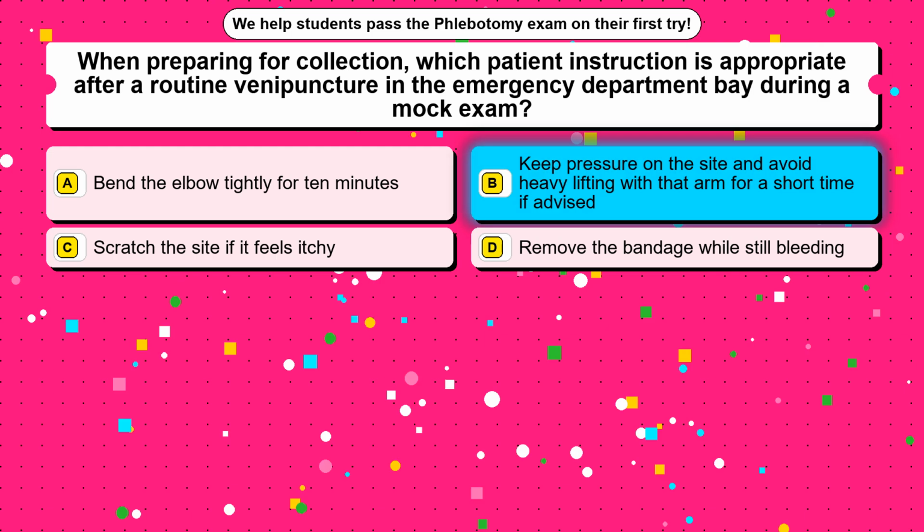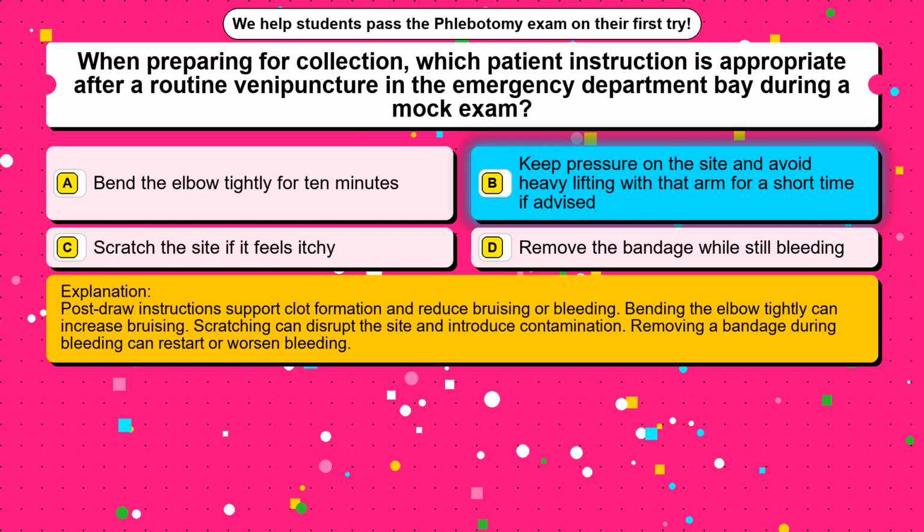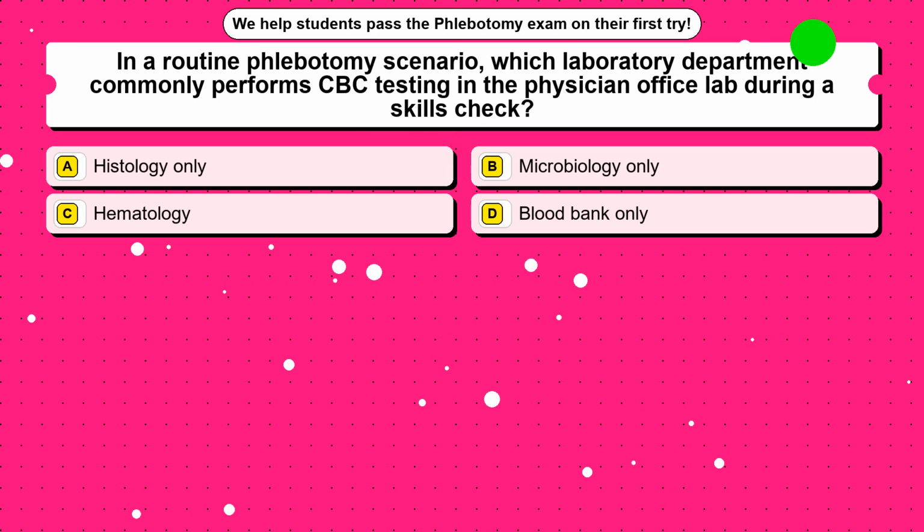The correct answer is option B. Keep pressure on the site and avoid heavy lifting with that arm for a short time if advised. Post-draw instructions support clot formation and reduce bruising or bleeding. Bending the elbow tightly can increase bruising. Scratching can disrupt the site and introduce contamination. Removing a bandage during bleeding can restart or worsen bleeding.